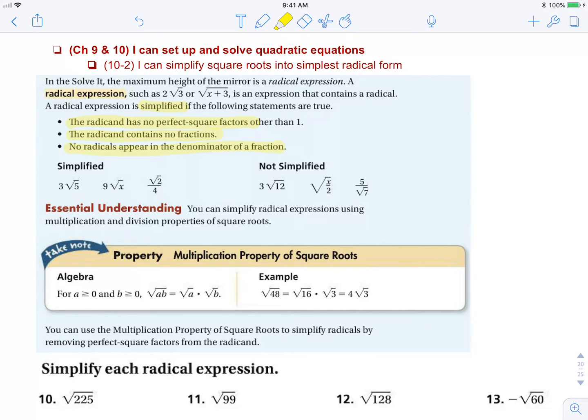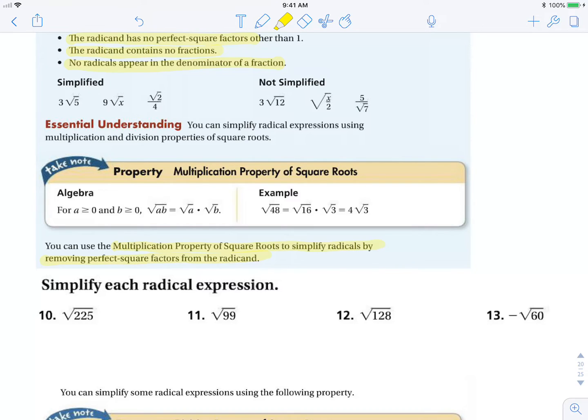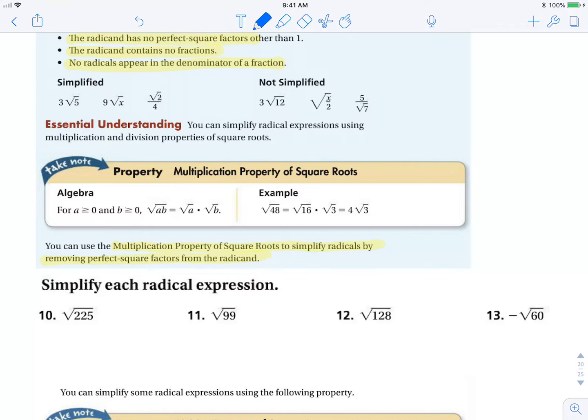So we will use the multiplication property of square roots to simplify radicals by removing perfect square factors from the radicand. In problem 10, I automatically know that this is a perfect square, but you might not know this, so you can do prime factoring.